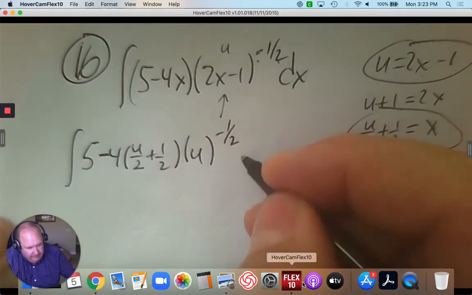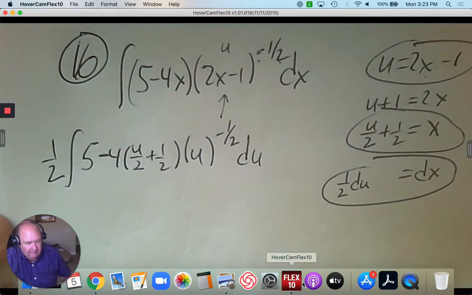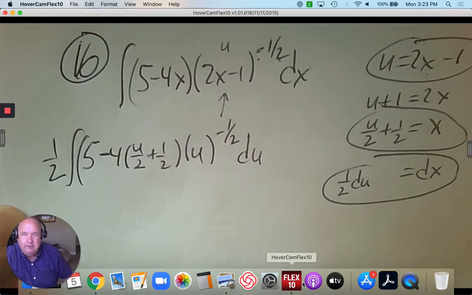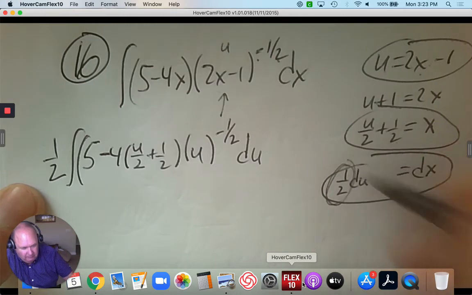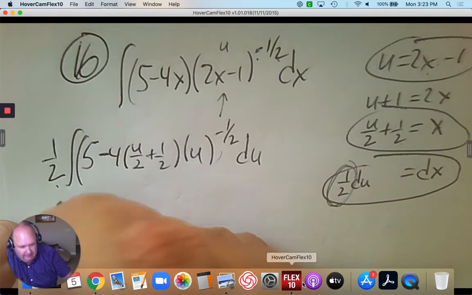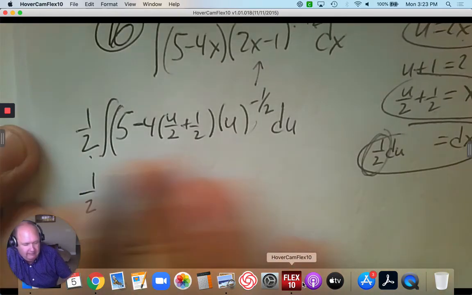Now I'm going to tell you that 1/2 du, the 1/2 could actually go in front, if you like. So that's one of the properties of integration, is that scalar multiple, that 1/2 could go in front of the integration sign. And then at the end, we'll tack on that at the end for the answer. All right, I have some cleaning up to do here.